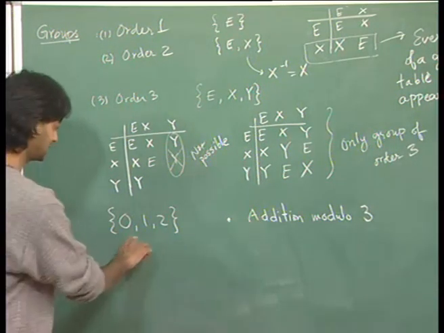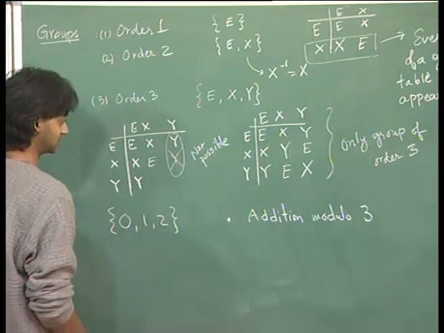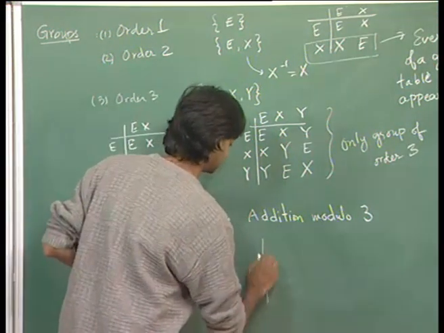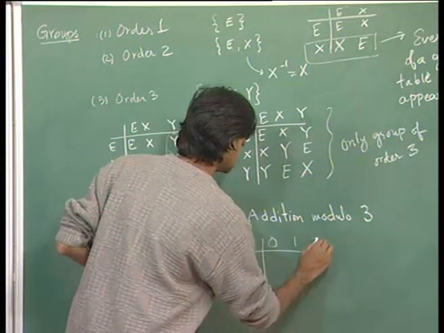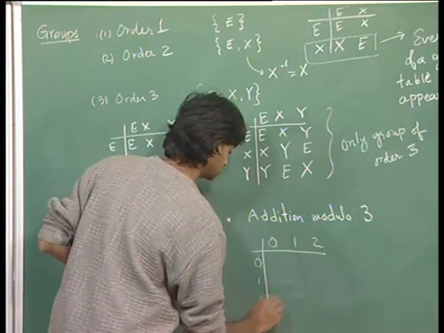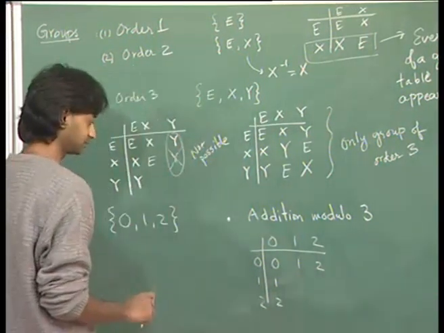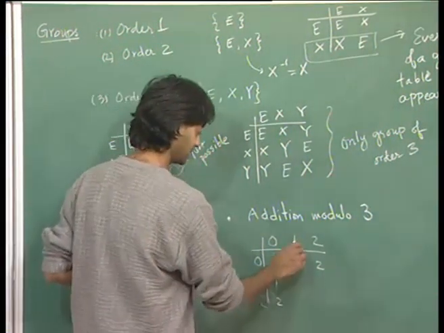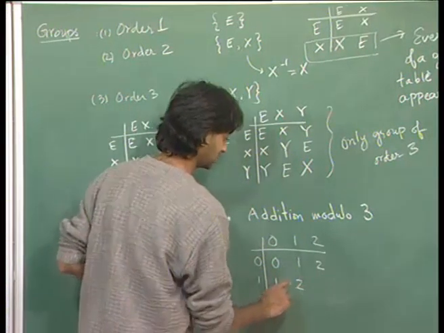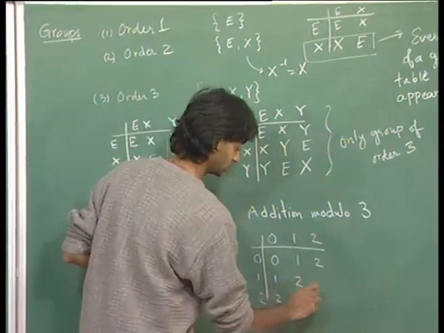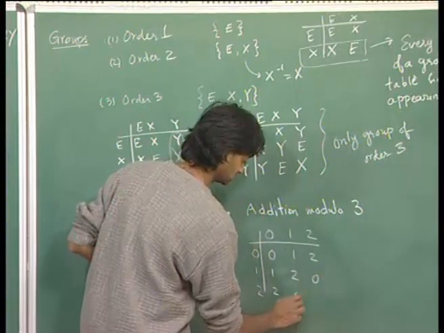To see that, let us write the multiplication table of this group. So we write the multiplication table, and 1 plus 1 has to be 2, this has to be 0, 0, 1.